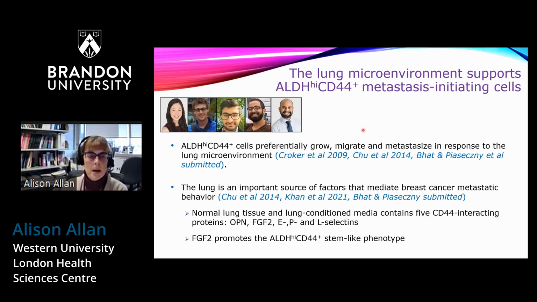And so we have a number of studies related to how the lung microenvironment supports these stem-like cells, both completed and ongoing. So we know that these cells preferentially grow, migrate, and metastasize in response to the lung microenvironment. And this is because the lung is an important source of factors that can mediate breast cancer metastatic behavior, potentially through these 5 CD44 interacting proteins, but probably other ones as well. And we're starting to understand that FGF2 promotes the stem-like phenotype, and we actually believe that it does so by talking to a transcription factor in the cancer cells called DAC2.